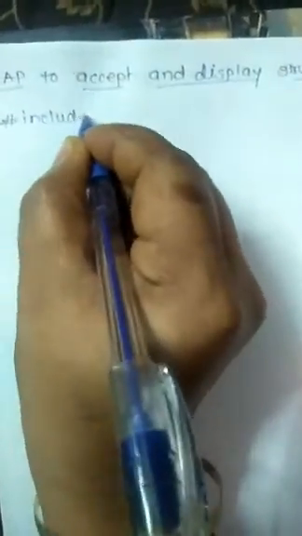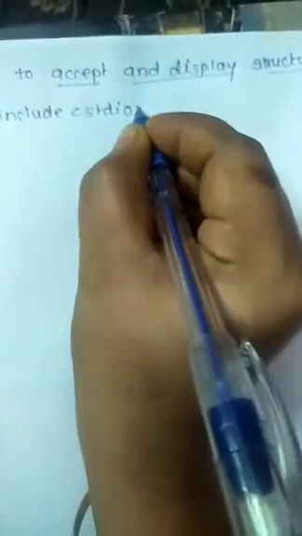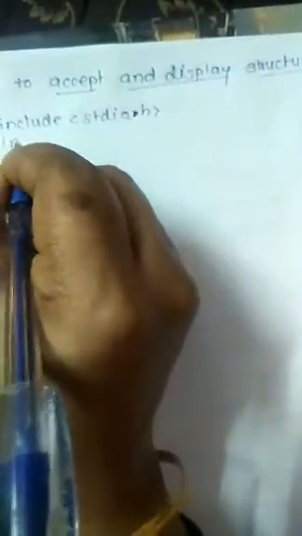When we write any structure program, this concept is used. So we write here the program to accept and display the structure members. We need the header files: #include <stdio.h> and #include <conio.h>.